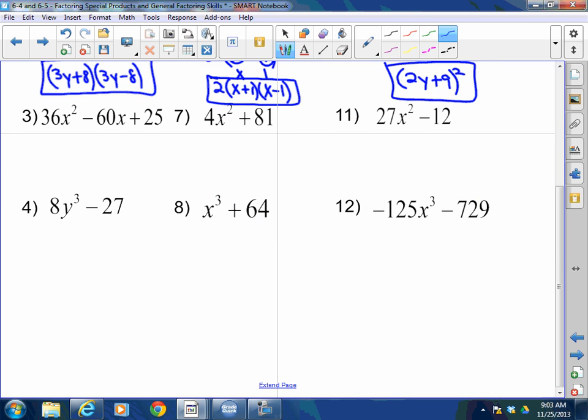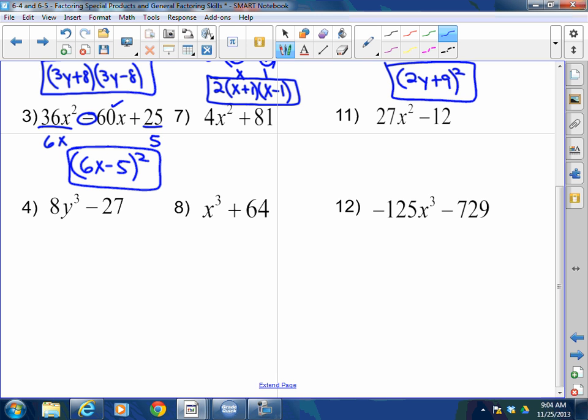Okay, this is a great one. You really want to multiply 36 and 25 and try to see what times what is that, but when added together is negative 60, that's a mission. Is 36x squared a perfect square? What's the square root? Is 25 a perfect square? What's the square root? Okay. What's 6 times 5 times 2? Does it work? There's a minus here, so the answer is going to be 6x minus 5 squared.